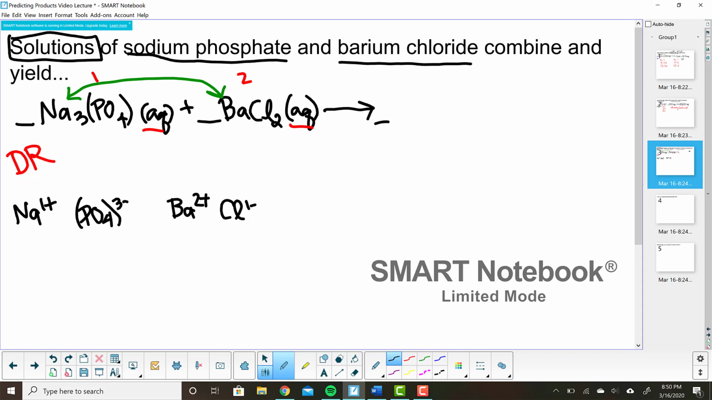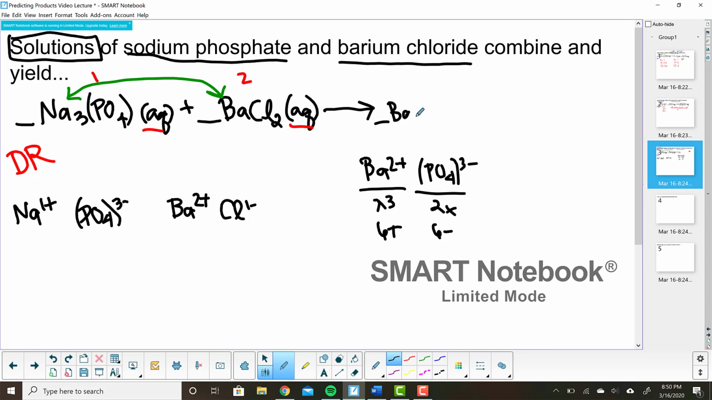Well, on the right-hand side, I'm going to switch and deal with the barium first. That barium still has a 2+ charge. The phosphate, PO4, still has a 3- charge. So I'm going to need 3 bariums and 2 phosphates to get them both to 6+ and 6- respectively. So my formula is Ba3(PO4)2.